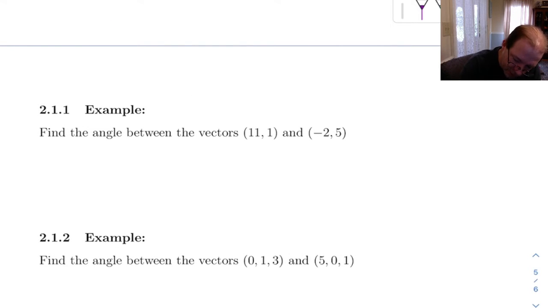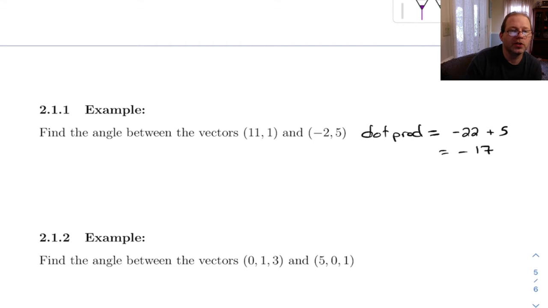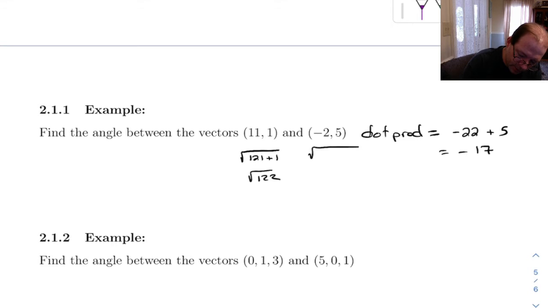Okay, first up, let's see their dot product. I'm just going to write this out over here. The dot product is going to be 11 times negative 2, so negative 22 plus 5. So their dot product is negative 17. And the lengths, I'm just going to work out below each of these. The length of 11, 1, that's going to be the square root of 121 plus 1. And the length of this one is going to be square root of 29.